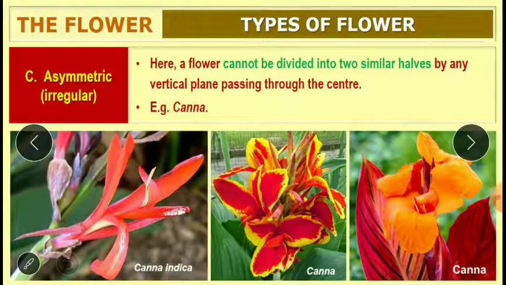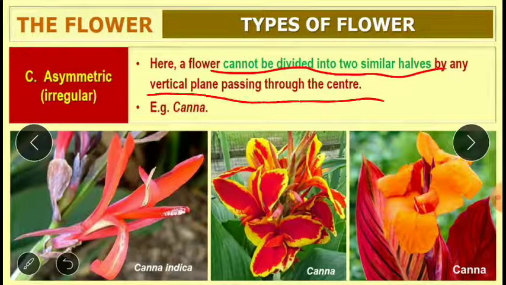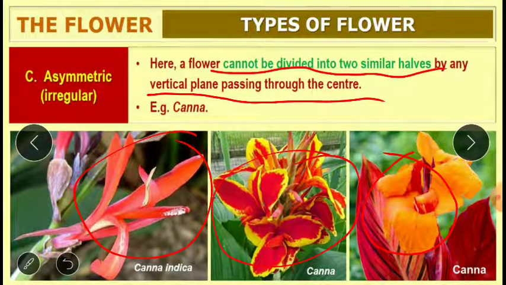Now, coming to the third type of the flower. So what is an asymmetric flower? The third type is the asymmetric flower. Here the flower cannot be divided into two similar halves by any vertical plane passing through the center. So you cannot cut these types of flowers into equal halves in any direction. So this type of flowers is known as the asymmetric flowers.